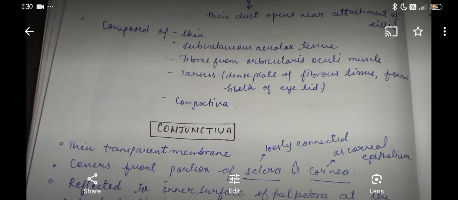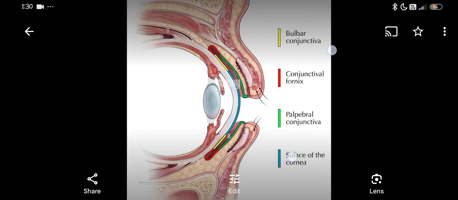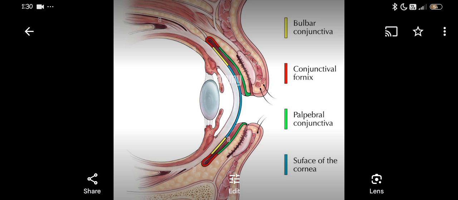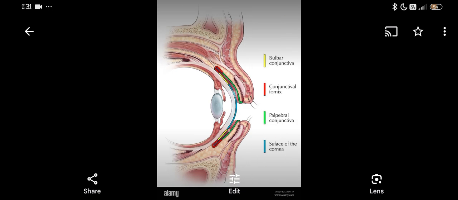So the conjunctiva is a membrane covering the sclera and the cornea, and at different positions it is named differently. See in this diagram. The yellow color is bulbar conjunctiva, the red one is conjunctival fornix, the green one is palpebral conjunctiva, and the last is the surface of the cornea. The surface of the cornea is covered by the conjunctiva. Now see, these are the different named parts of the conjunctiva according to their location. This is clear in the diagram.